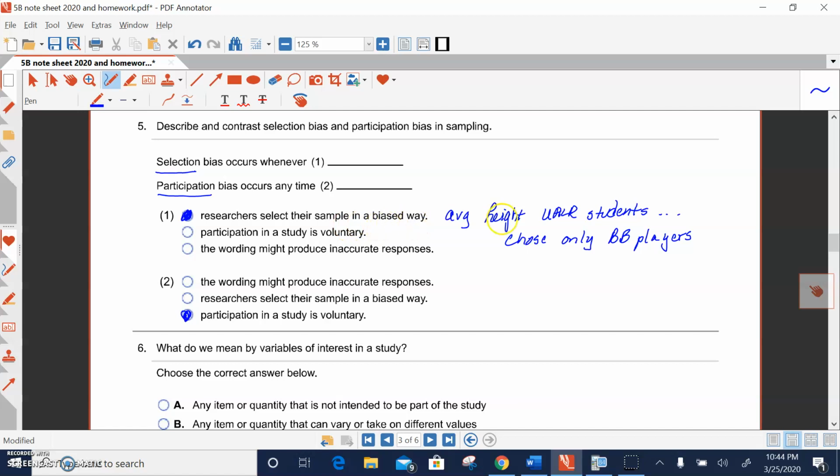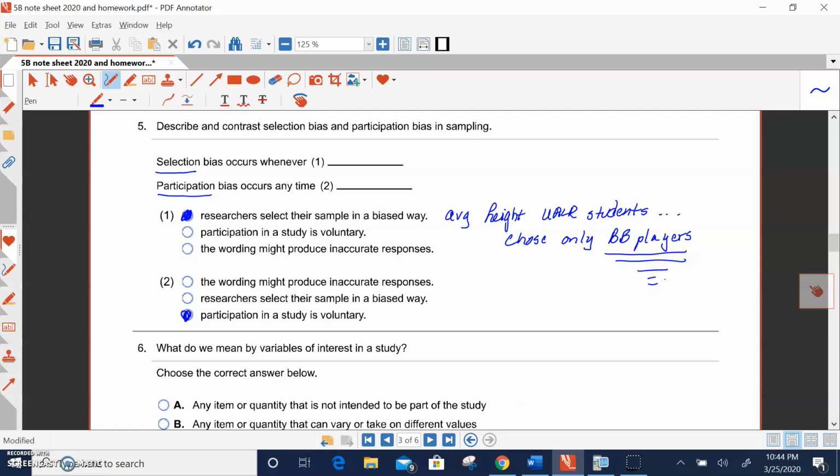For instance, suppose I was interested in the average height of UALR students. My sample I chose came from basketball players. Do you think that would be biased? Sure it would be, because basketball players are taller than most people, so my results would not be accurate for the UALR population. So it's selected a certain way, there's bias.